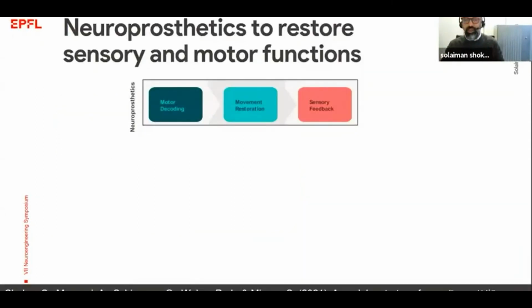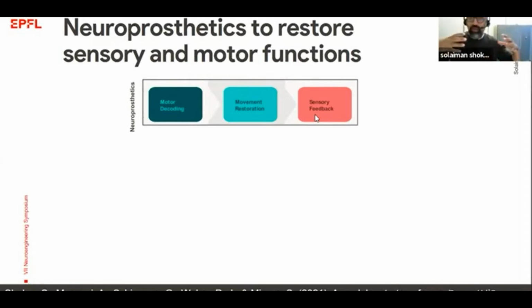A lot of what I'm going to tell you today, by the way, comes from a review paper that was published a few months ago in Med on this modular strategy. A neuroprosthetic could be defined with several fundamental building blocks, which are blocks for motor decoding, blocks for movement restoration, and blocks for sensory feedback.